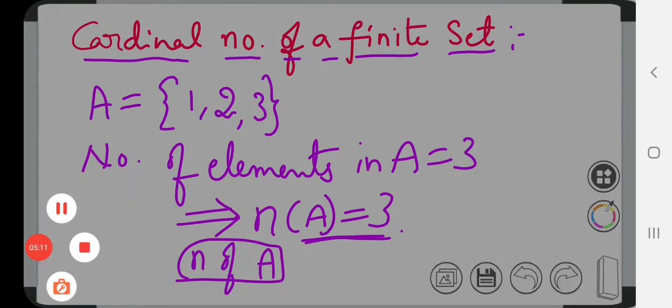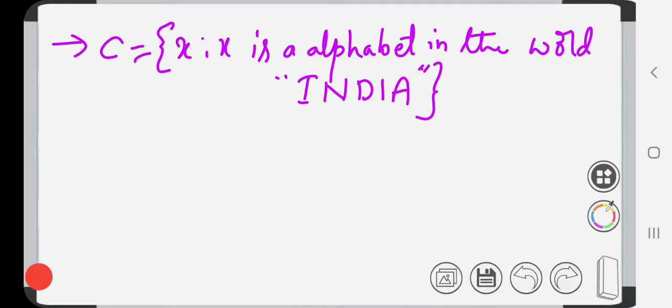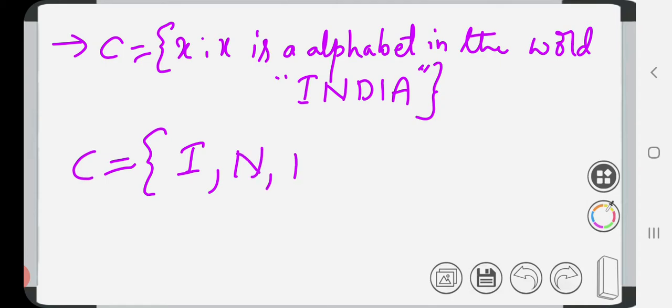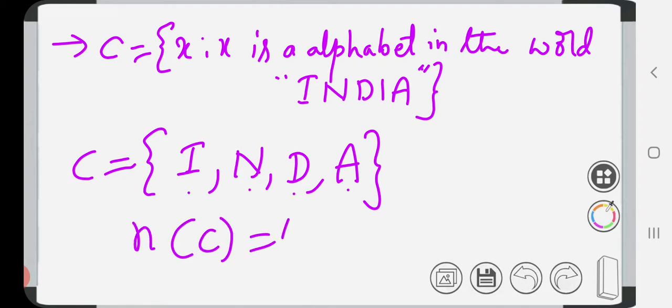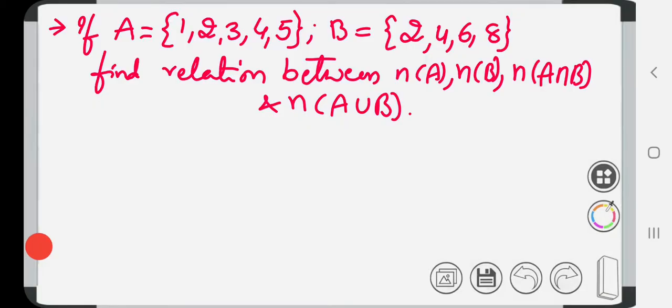Consider the other example. C is equal to the set of X such that X is an alphabet in the word INDIA. Then the roster form for C is: we have to write I, N, D, A. So the number of elements is 1, 2, 3, 4. Then n of C is equal to 4 we have to write.